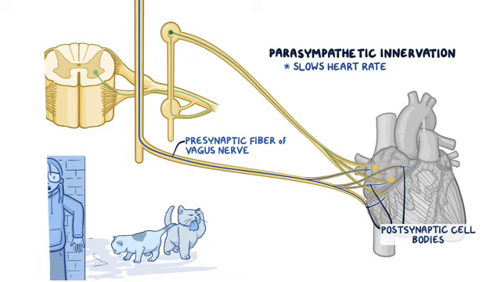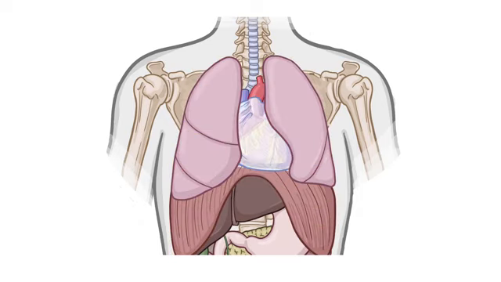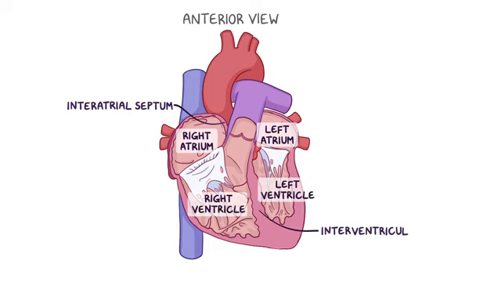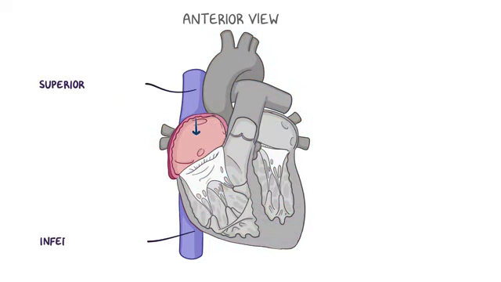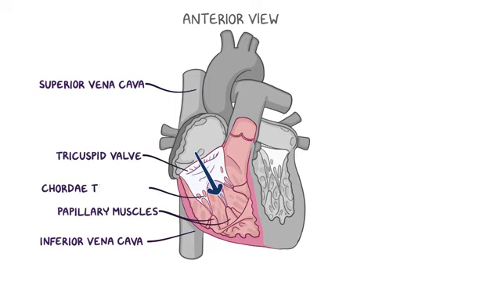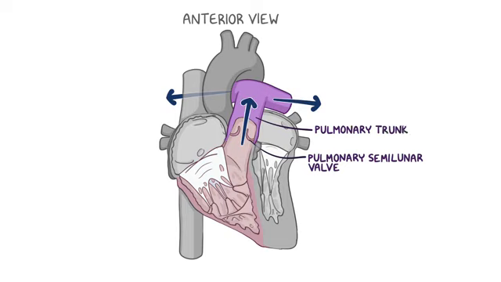Alright, as a quick recap. The heart is a muscular organ located in the mediastinum of the thorax between two lungs. The heart has 4 chambers: 2 atria separated by the interatrial septum, and 2 ventricles separated by the interventricular septum. The right atrium receives deoxygenated blood from the superior and inferior vena cava, and it sends it to the right ventricle through the tricuspid valve, which has 3 cusps that attach to the papillary muscles via chordae tendineae. Then, the blood passes through the pulmonary semilunar valve and reaches the lungs via the pulmonary trunk and its 2 main branches, the left and right pulmonary arteries.